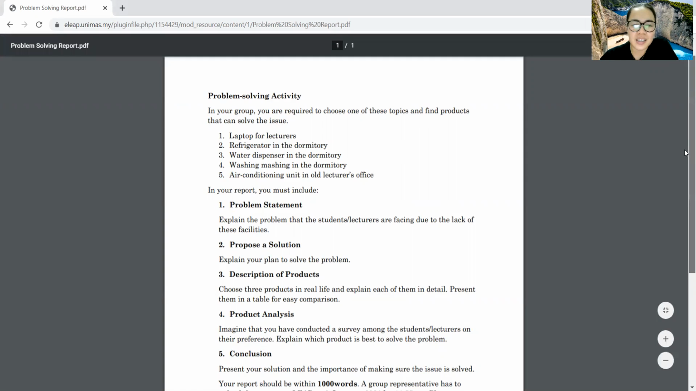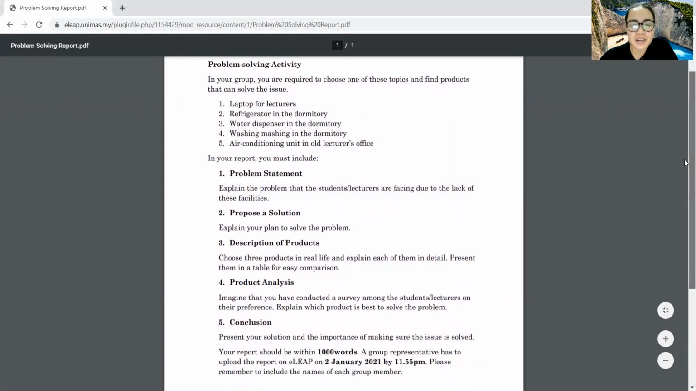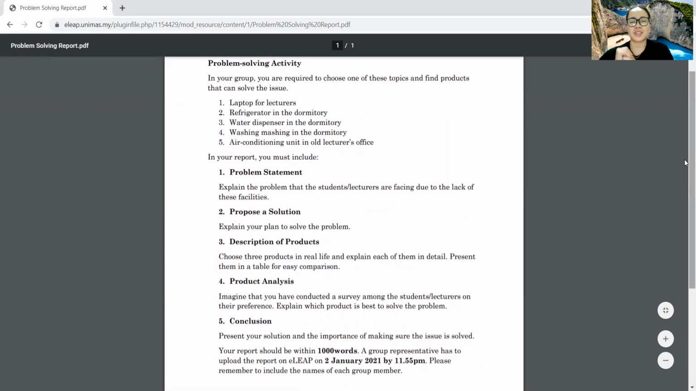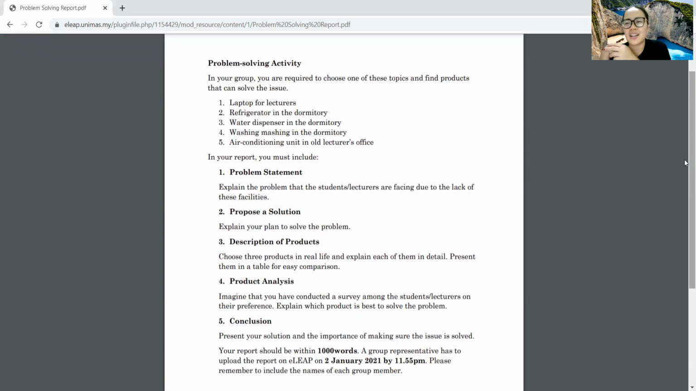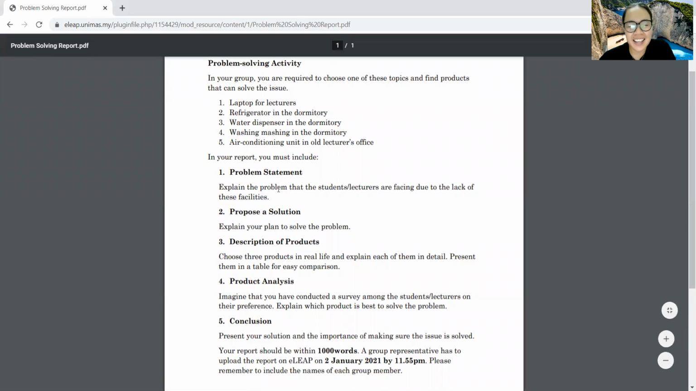There are 5 parts to this report because you have to come up with a report. Don't worry, there are 5 or 6 of you in the group, so you can divide the task among yourselves. There are 5 topics: laptop, refrigerator, water dispenser, washing machine, and air conditioning in all lecturers' offices.